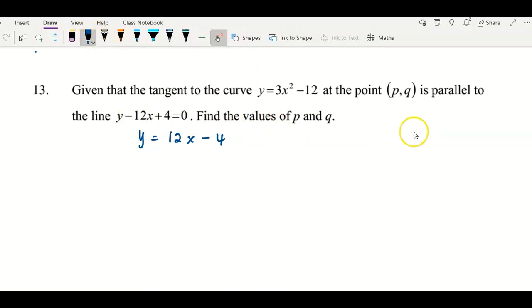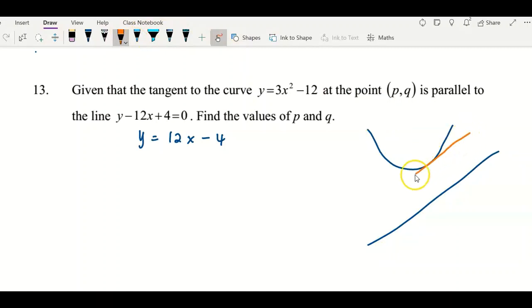So basically the idea of this question is like that. You have a curve and you have a straight line, which is y equals 12x plus 4. If I convert it into the form of y equals mx plus c, I get my m equals 12, meaning that this line is actually going up. Okay, going up. And now I'm going to get a tangent line, which is parallel to this straight line. I call this line L, and this is the tangent line T, and this point is (p, q). You need to get the value of p and q.